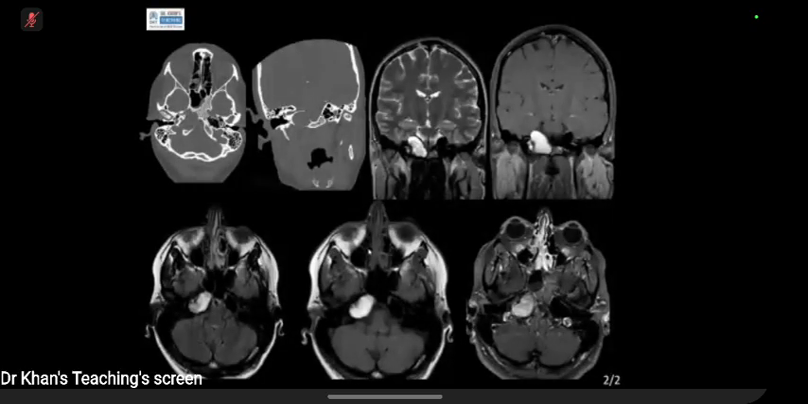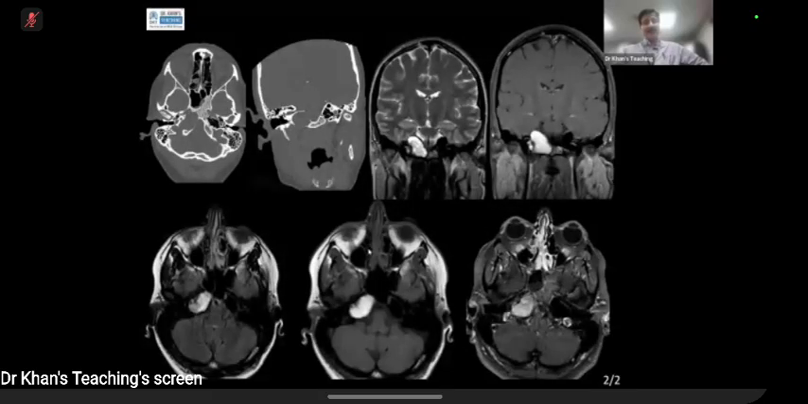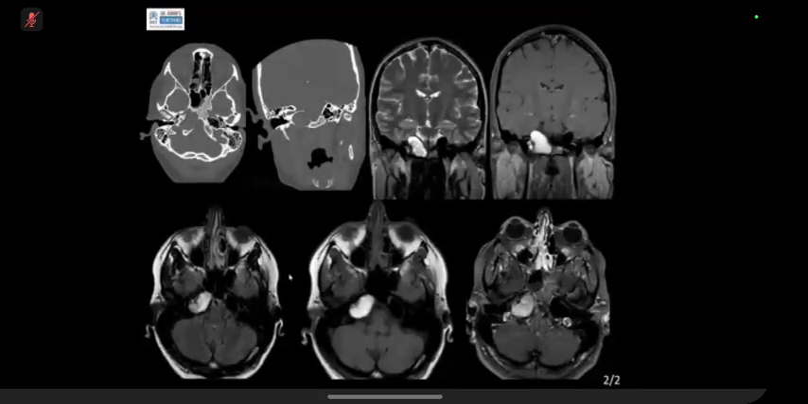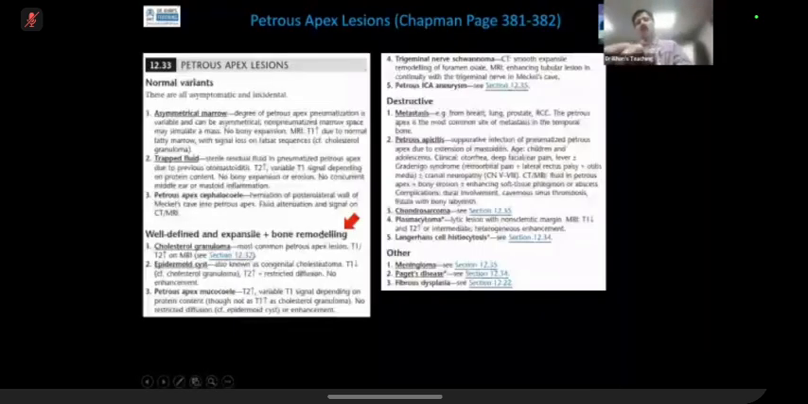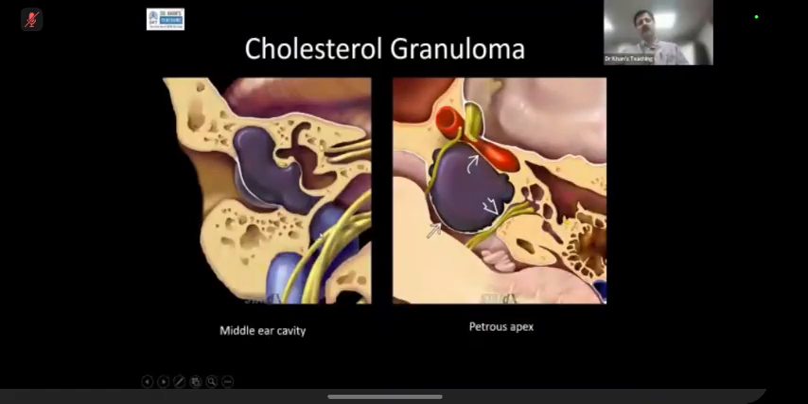Maybe it's just sort of blood. Blood, excellent. So a thrombosed aneurysm. Okay, let me take over. It's an Aunt Minnie case. So this is a cholesterol granuloma.